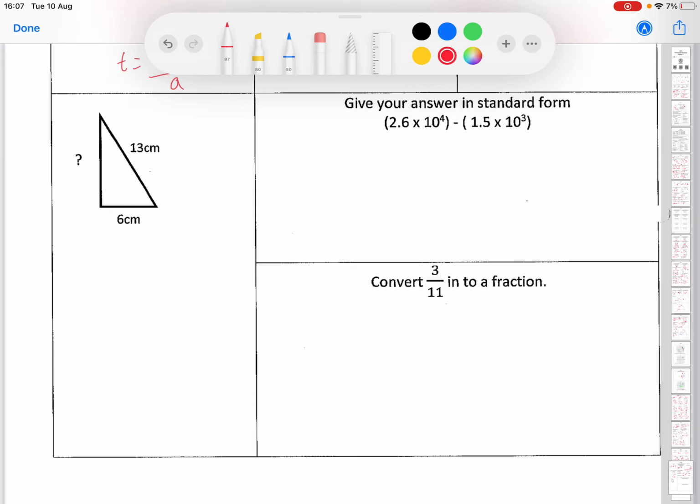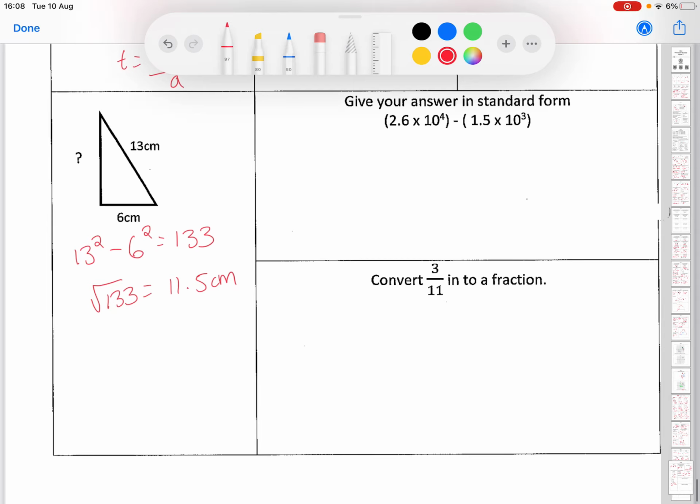Right, we've got a right angle triangle. There's no angles involved, so there's not trigonometry. If there's a right angle triangle with just sides, it's Pythagoras. So we need to square the numbers, then we either need to add or subtract them, and then we square root. We add them if we need our hypotenuse, and we subtract if we've got our hypotenuse. So in this case, we have our hypotenuse. So we're going to do 13 squared, and we're going to subtract 6 squared to get 133. Then we're going to do the square root of 133, which is 11.5 centimeters.